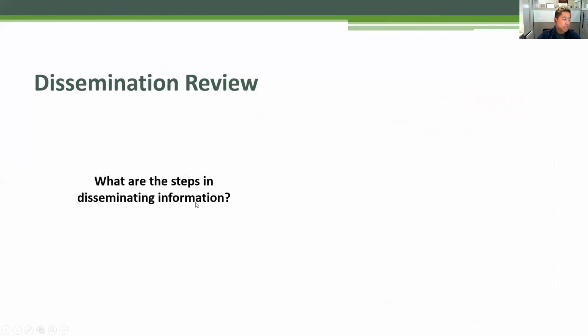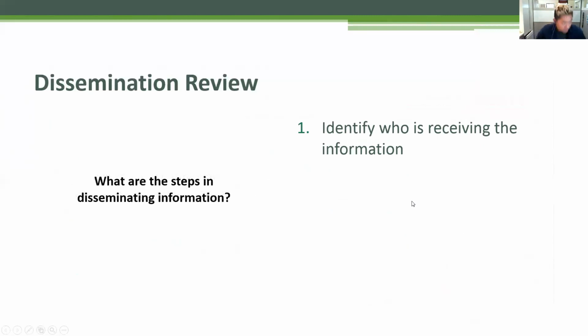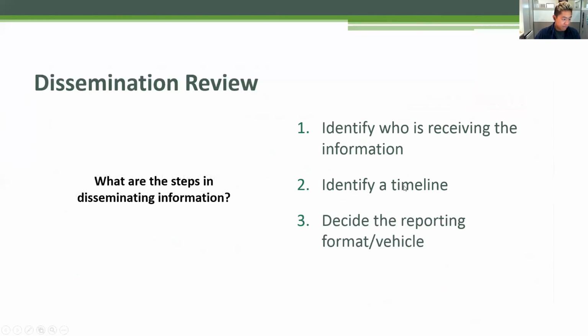So what are the steps in disseminating information? Again, we're going to go over identify who is receiving the information, identify a timeline, decide the reporting format or vehicle, and understanding the bottom line. The bottom line is essentially what we want, our desired outcome, where we started from, and working backwards from there. And so these are, I think, the 4 things that you really should take into consideration when you are trying to share your information.